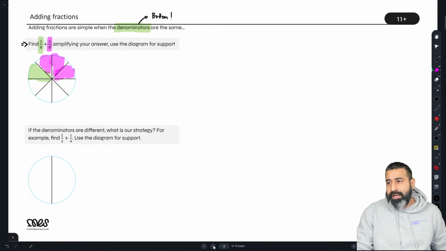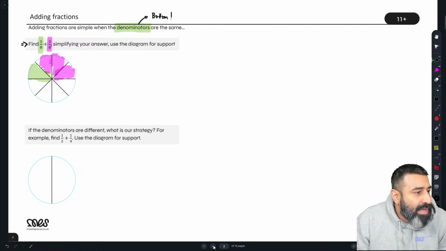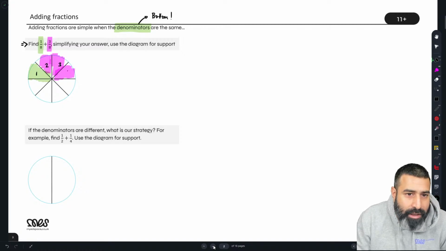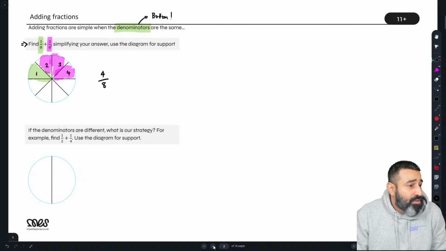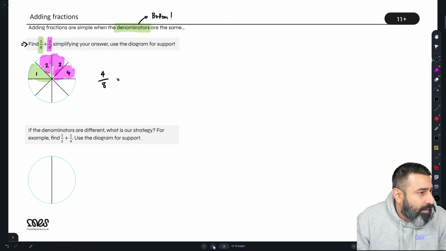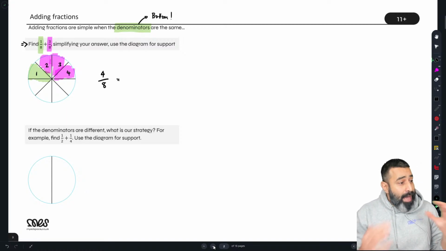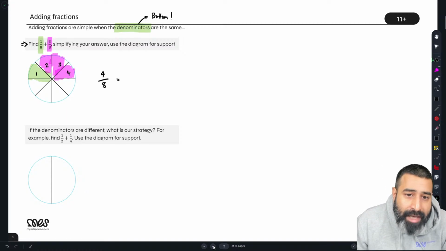So there we have 3/8. Okay, so how many 8s do we have in total shaded? 1, 2, 3, 4. So we've got 4 out of the 8 parts shaded. And can we simplify that? Lara, yeah, well done. Guys, if you get the answer, help each other out. We're a community, okay? So how can we simplify this?